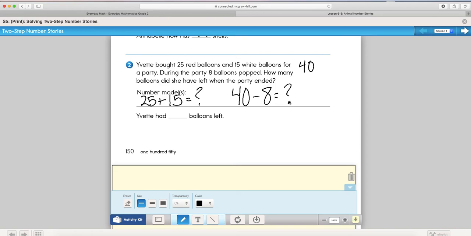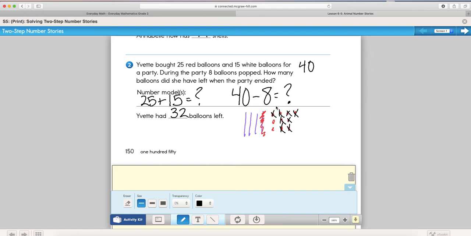All right, so how many balloons does she have left when the party ends, Alina? 32. She has 32 balloons left. If you start with 40 balloons, 10, 20, 30, 40, and you take 8 of them away, which means I need to turn one of these into 10 so that I can take 8 away. Oops, let me change my color here. 1, 2, 3, 4, 5, 6, 7, 8. I will see that I have 10, 20, 32 balloons left over. Questions on that one?